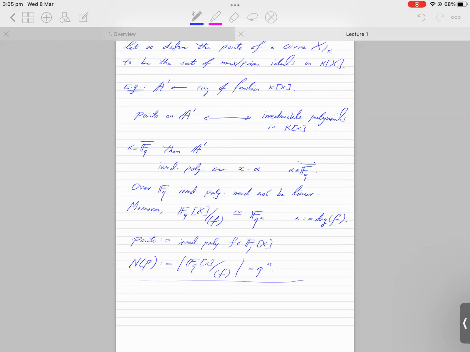Sorry, can I say this? Yes. Is P here just the ideal generated by F? Yes, you can think of it that way. Okay, it's just the left-hand side of this, the last line has N of P, and the right-hand side doesn't seem to have P in it. Yeah, my notation wasn't very good, so thank you very much. So let me make this clear. Thank you.